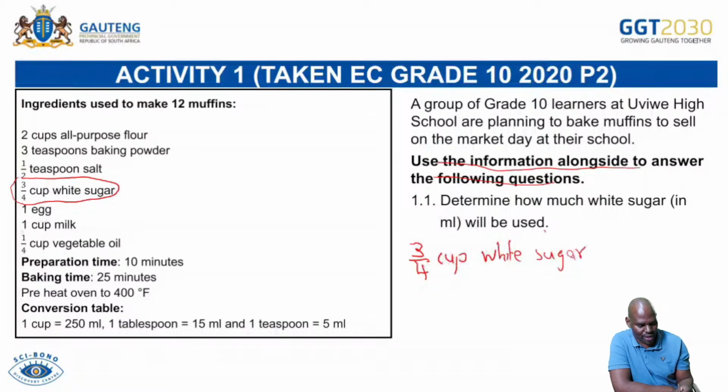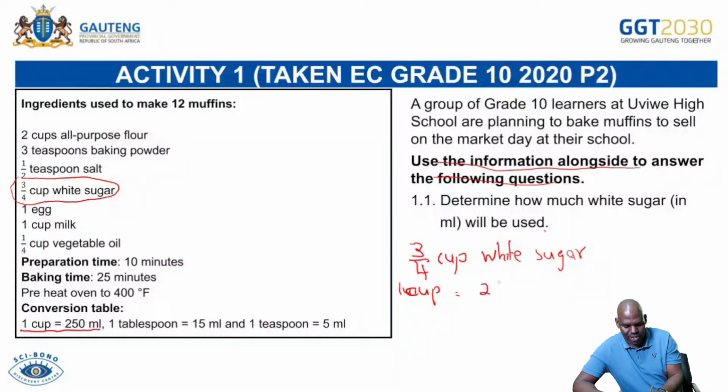So now we have to check from the given information. You can see right at the bottom there where they say conversion table. Remember when we did the introduction, we said they might give you a table. It says 1 cup is equal to 250 milliliters. So if 1 cup is equal to 250 milliliters, now we want to know, 3/4 is equal to how much?